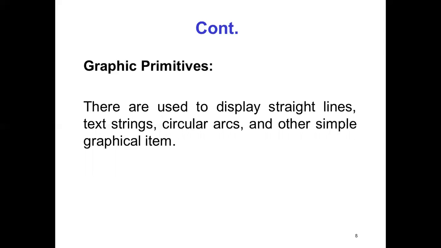Whenever we are going to draw any straight line, text string, circular arc, and other simple graphical items, we use graphic primitives. You have already seen, as we discussed in the preceding slide, any curve or straight line, or the rectangle, text string, circular arc, and so on. Such icons are called the graphic primitives, so that you can just click and select. These items are called the graphic primitives.